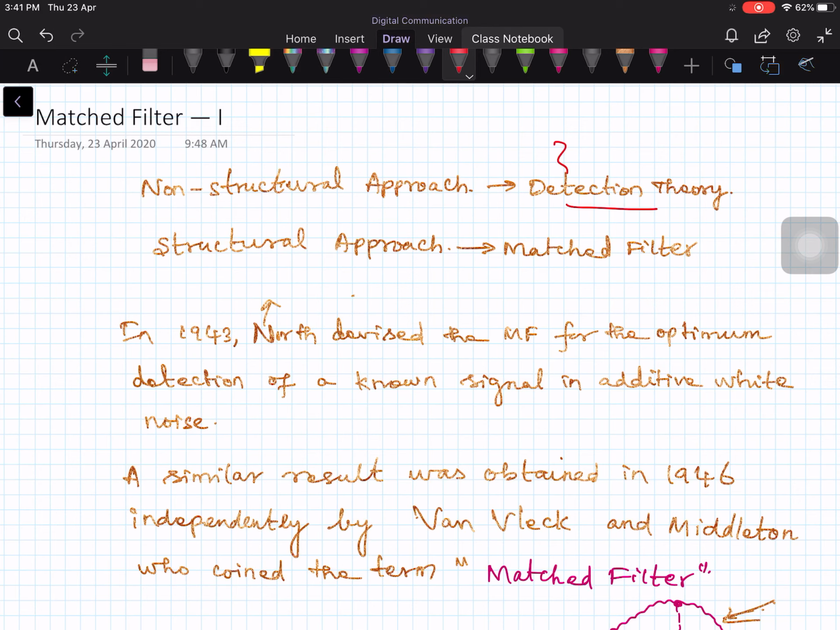Once you approach the optimum demodulation problem using detection theory, then that approach is called a non-structural approach. Since we don't have sufficient knowledge in detection theory and other stuff, we are not going to take this non-structural approach. Instead, we are going to take the structural approach. So your matched filter is an example of the structural approach. Again, this matched filter is an optimum demodulator for digital communication systems.